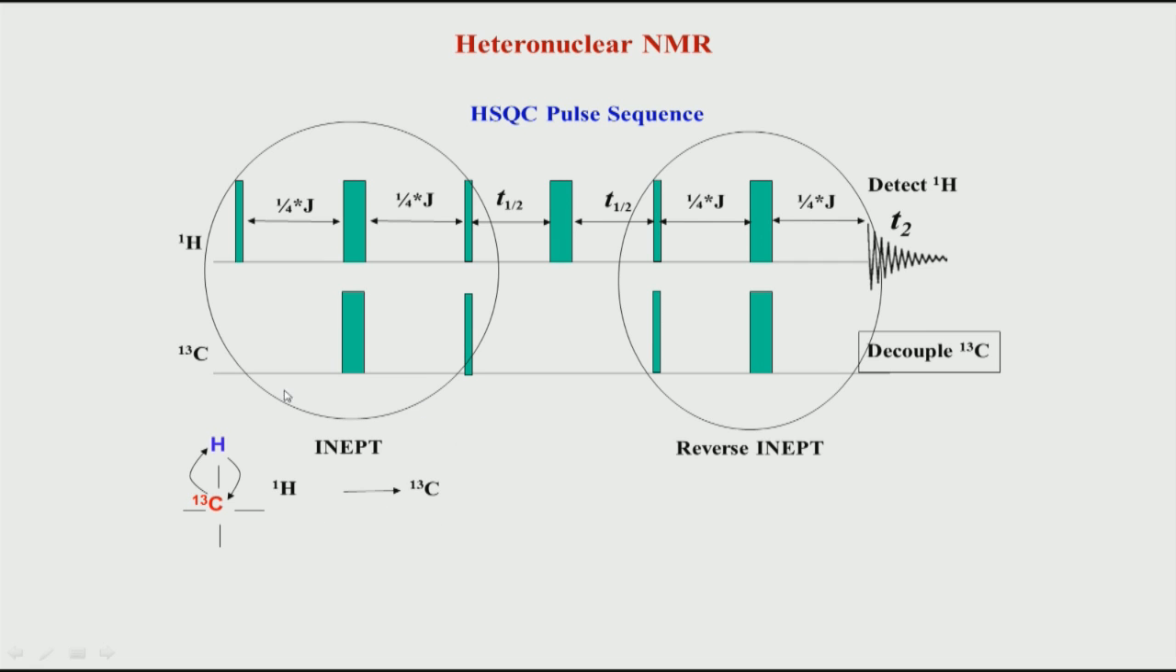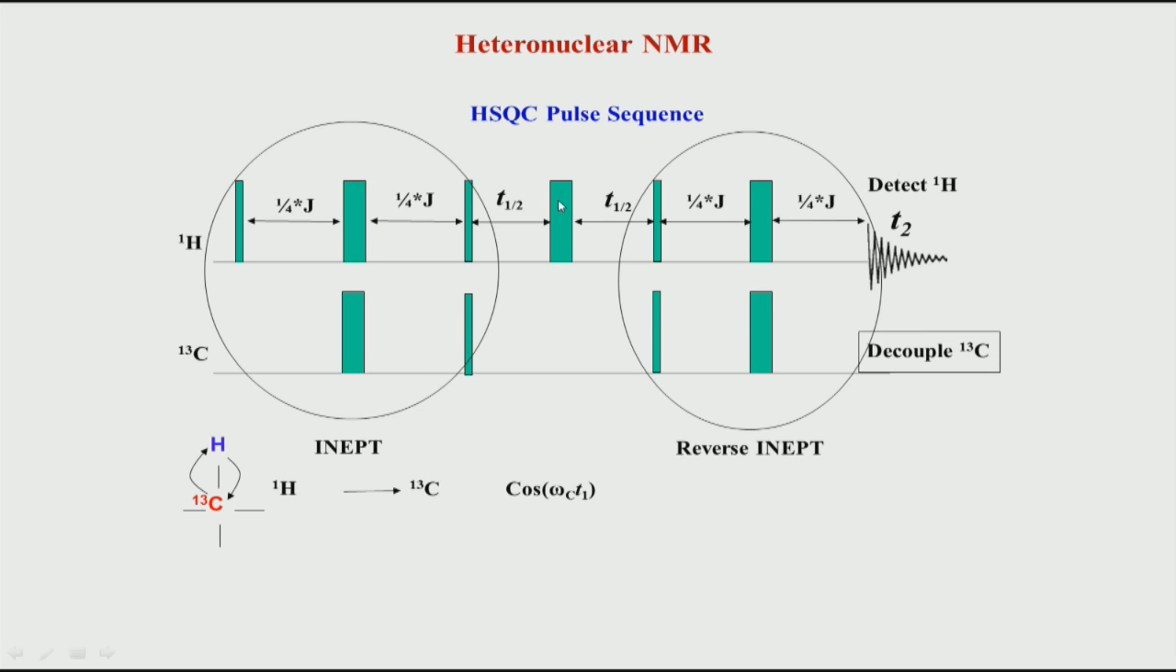So, we are not going to go into the details of a mathematical analysis of how this INEPT works; that will not be covered here, but we will have to take it for granted that proton polarization is transferred to carbon at the end of this period. Now, during this period, which is now labeled as T1, you see here you have T1 by 2, that is half of T1 and another half here, and between them is one 180-degree pulse on the hydrogen.